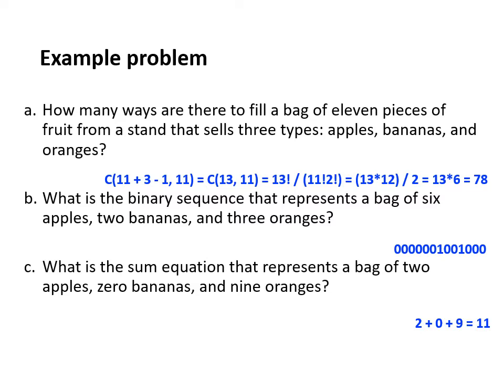How many ways are there to fill a bag of 11 pieces of fruit from a stand that sells 3 types: apples, bananas, and oranges? So we know our bag formula is C of R plus N minus 1, comma R, where R is the size of the bag and N is the number of types of things that we're putting in the bag. In this case, it's 3. And so when you plug in the numbers, you get C of 13, 11. When you calculate this out, you get 78.